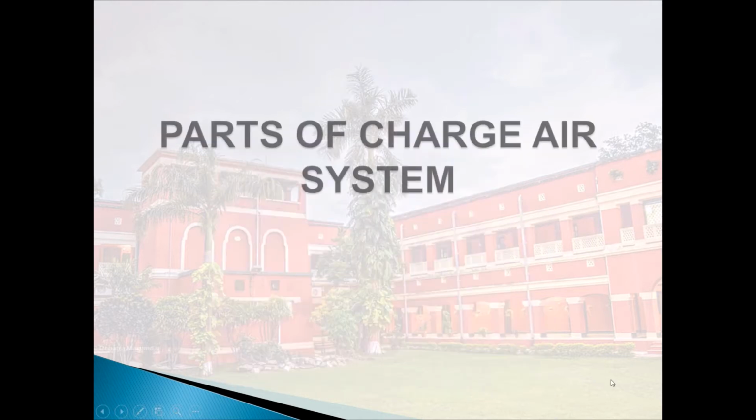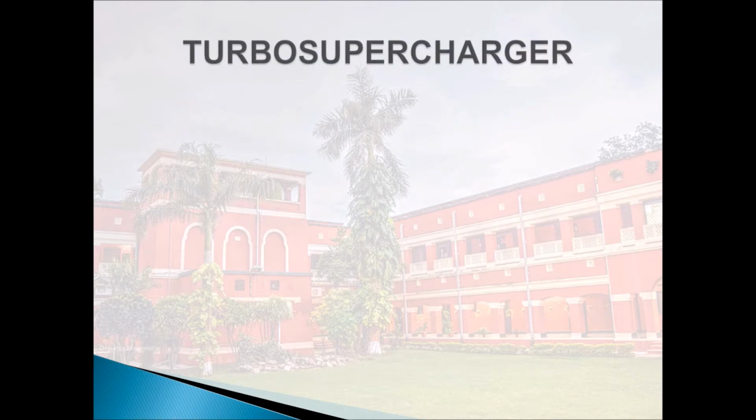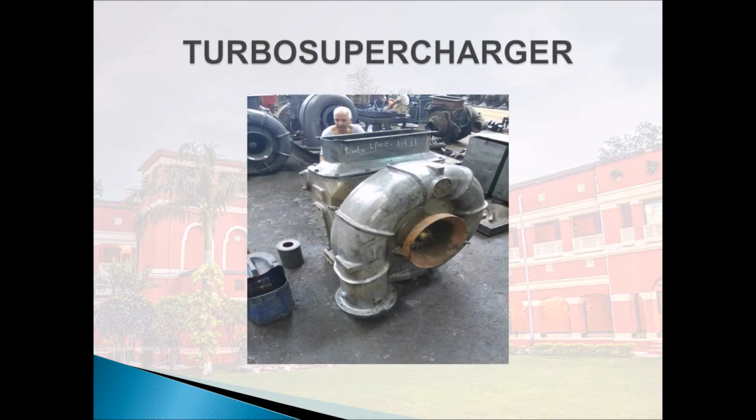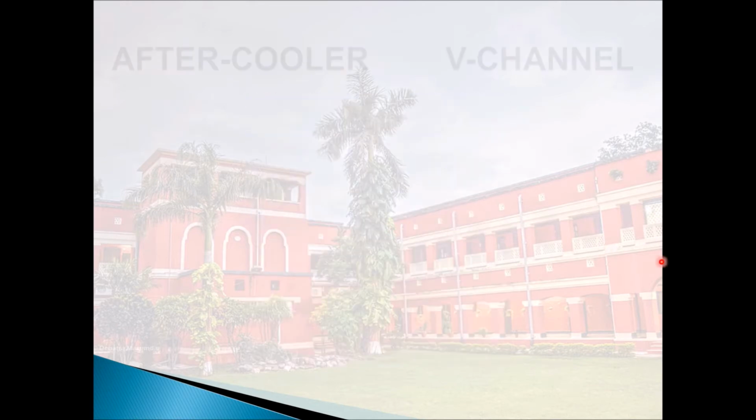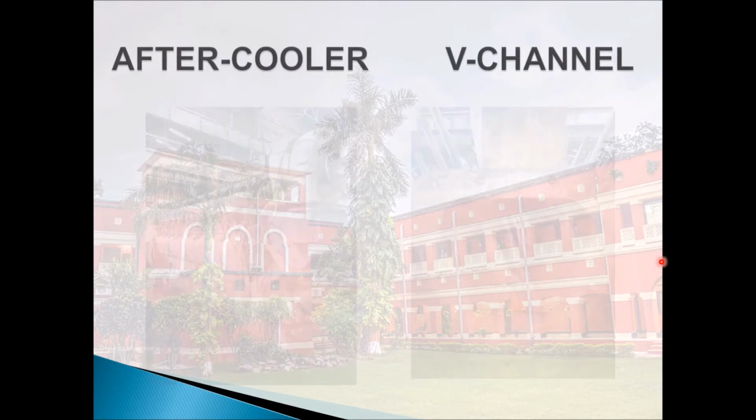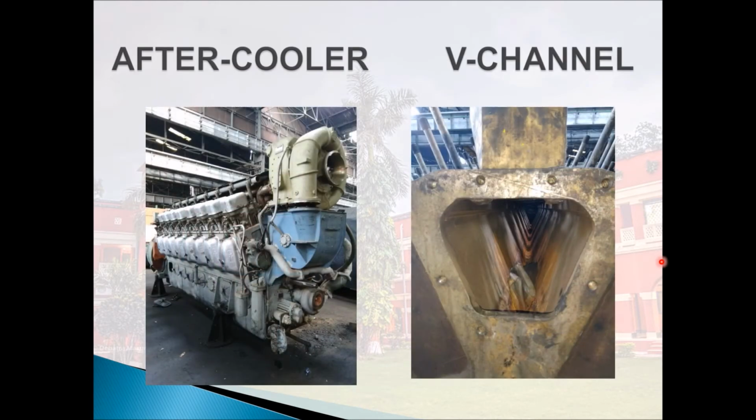Now let us take a look at the various parts of the charge air system. First up is the turbo supercharger, which is the main unit of the charged air system. Next are the aftercooler and the V channel. The aftercooler is mounted on the power pack below the turbo supercharger. It cools the high density air coming from the turbo supercharger. The V channel is part of the cylinder block itself, and it leads the air from the aftercooler to the cylinder through the inlet elbow.